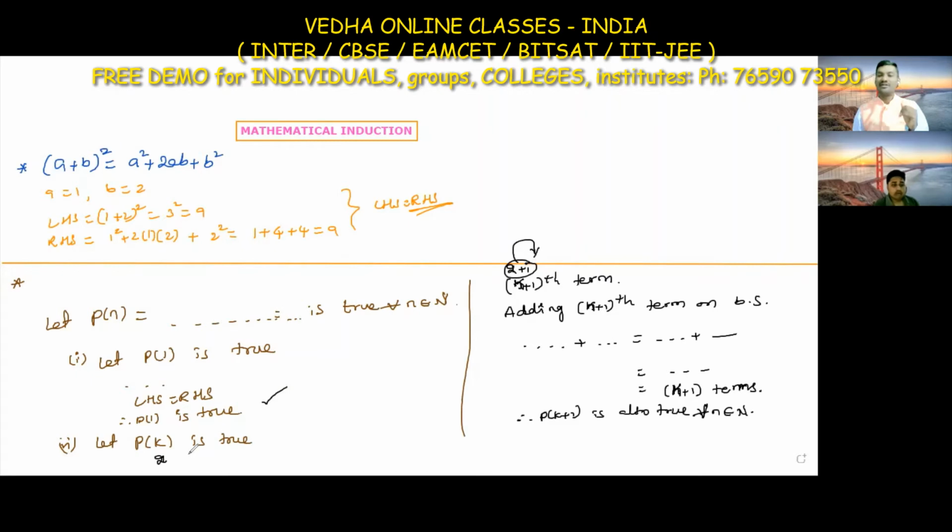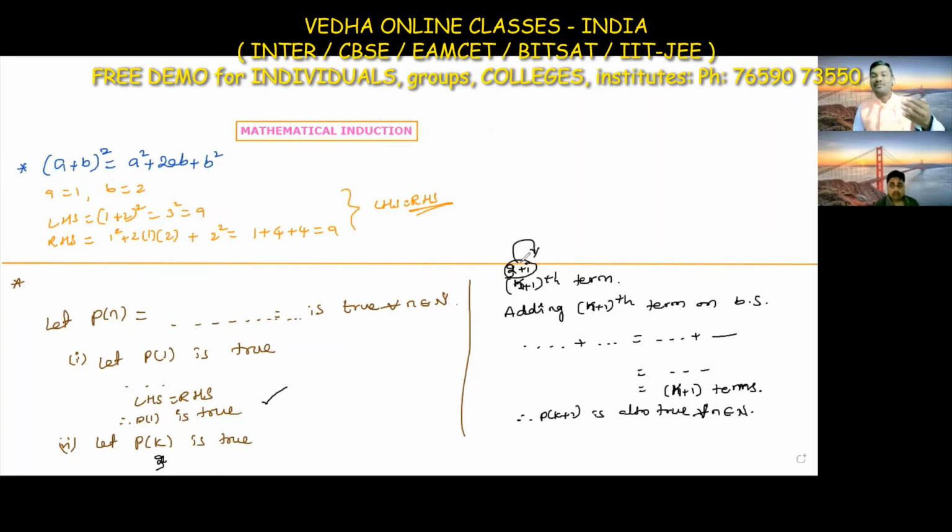If it is true for 3, then we take the k value as 3. Then k plus 1 means 3 plus 1, 4. For the fourth term, for n is equal to 4 also, it will be true. Like that, that is the method.